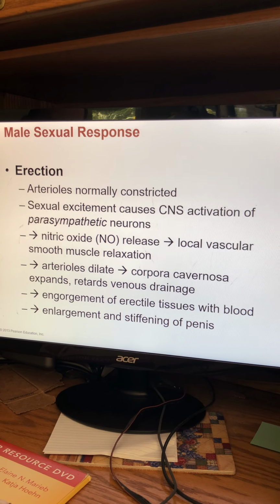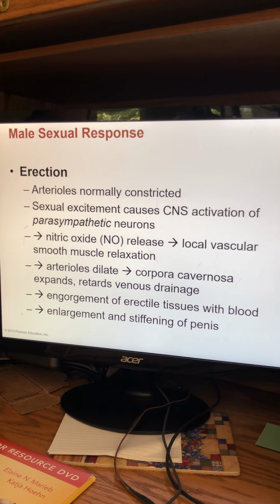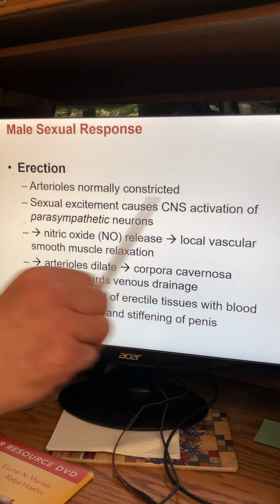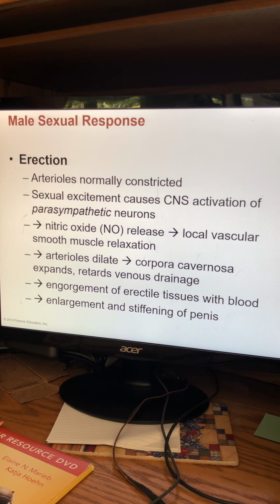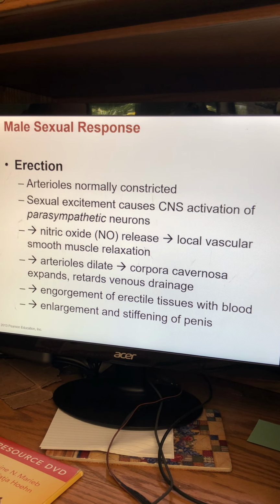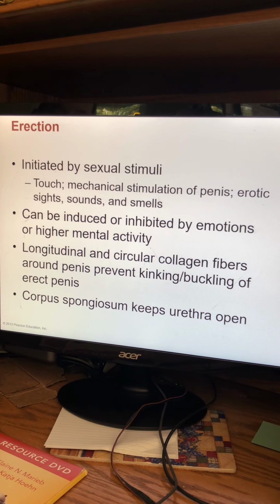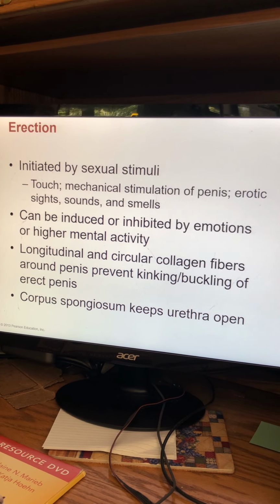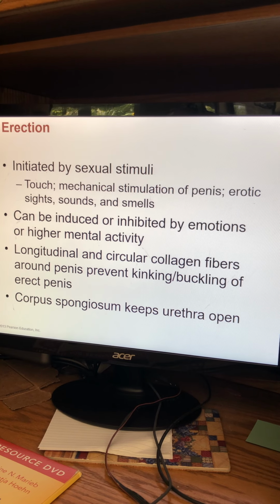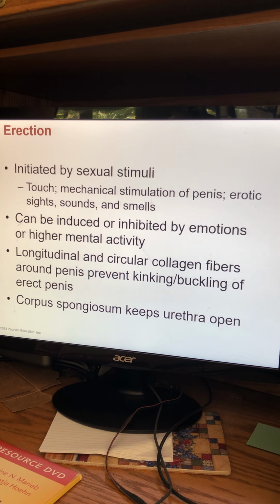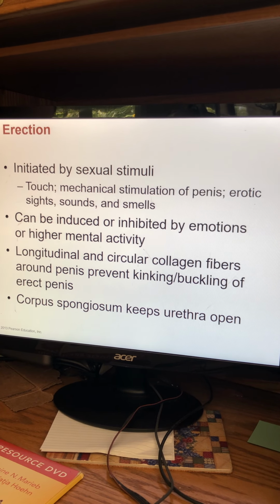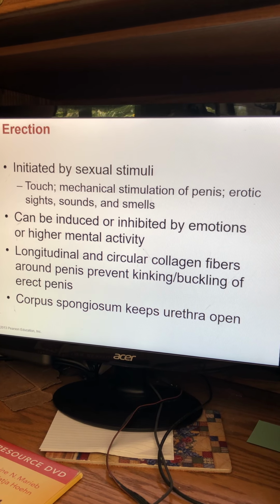One of the things that I pass along to all of my students is it's going to be involving the parasympathetic nervous system. All they do in all of the textbooks is put one line. And you have to remember that the erection is due to the parasympathetic nervous system. The erection can be initiated by sexual stimulus, mechanical stimulation, erotic sights, sounds, and smells. It can be induced by emotions or higher activity. It can also go the other way. You can think yourself out of an erection by thinking too much.